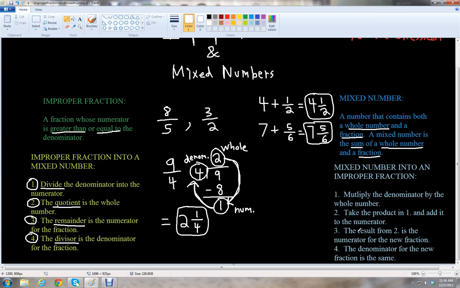And the third step is the result from step 2 is the numerator for the new fraction. And then in step 4, the denominator that you used with the mixed number for the new fraction is the same. So that denominator does not change. It remains the same.